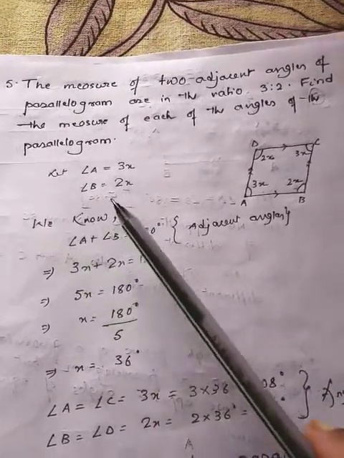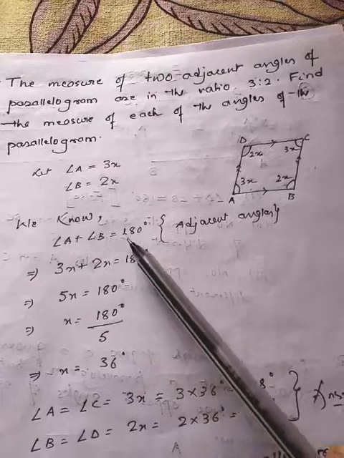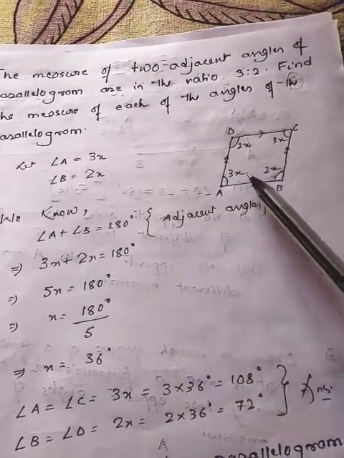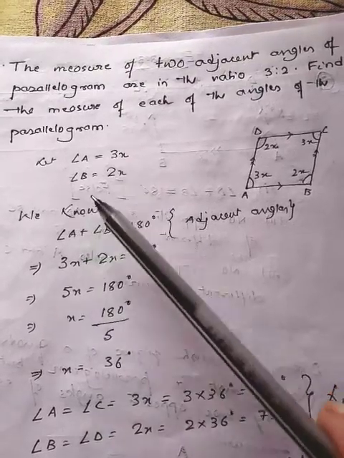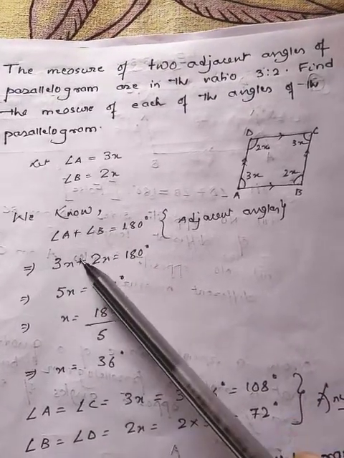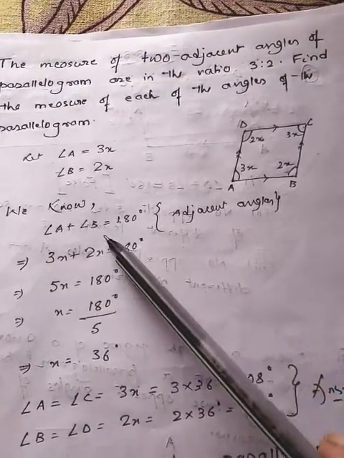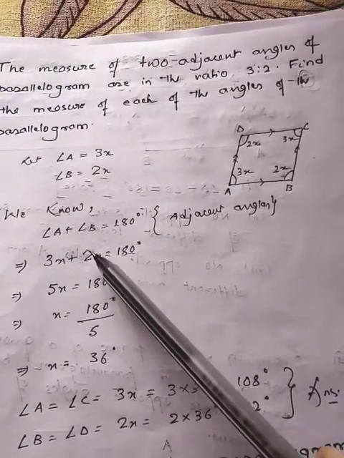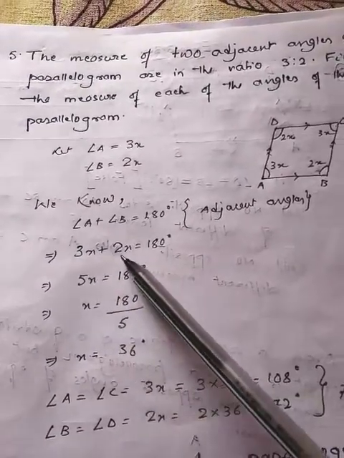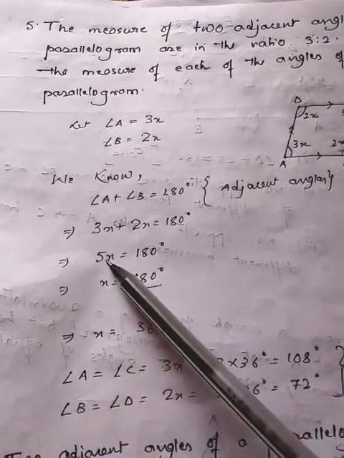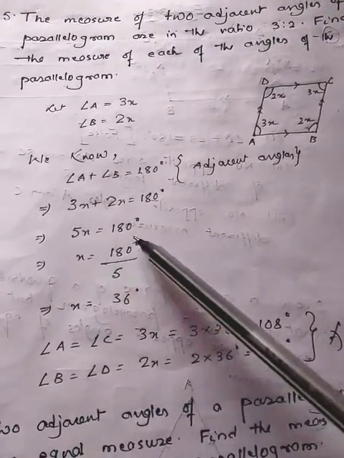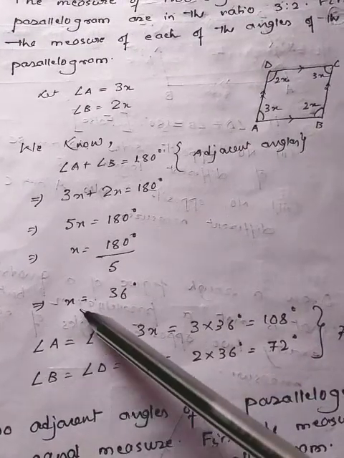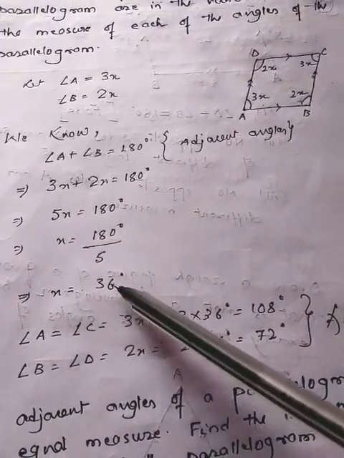Now we know angle A plus B equals 180 degrees. Why? Because they are adjacent to each other, isn't it? Now we'll put the value of angle A, which is 3x, plus the value of B, that is 2x, equals 180 degrees. Now we'll add up. 3x plus 2x is 5x. We'll transpose that 5 to the right hand side, so x equals 180 upon 5, and finally we'll get the value of x as 36.